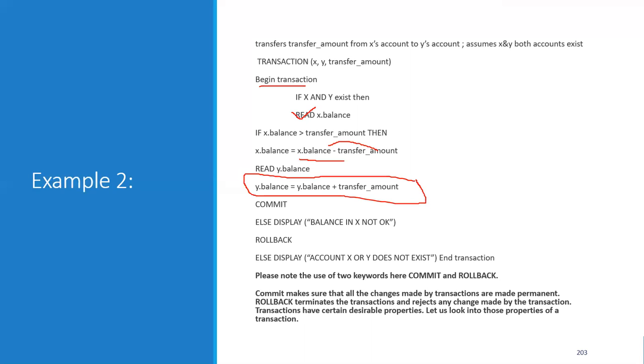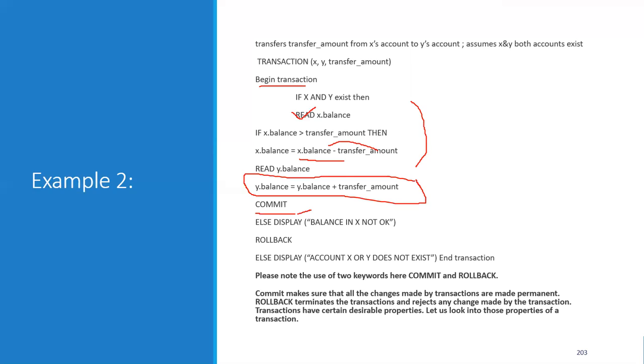Now you try to understand commit. What is commit? What are the updates performed during the transaction execution? These changes are saved permanently by using the commit SQL statement. Once commit is executed, it makes sure that all the changes made by the transaction are made permanent. So that is the use of commit.